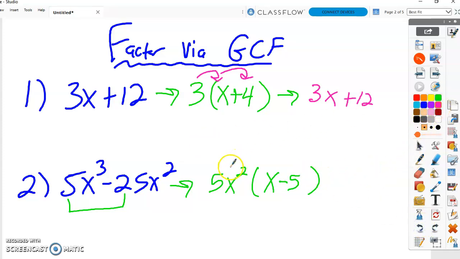So again, just to double check, if we go back through and distribute this, 5x squared times x is 5x cubed, and 5x squared times negative 5 is negative 25x squared. All right, so you can see we got back exactly where we started, and that's how we factor via a GCF.